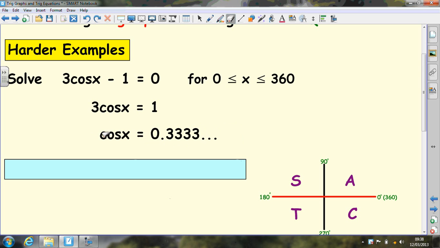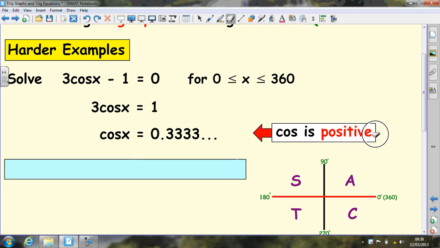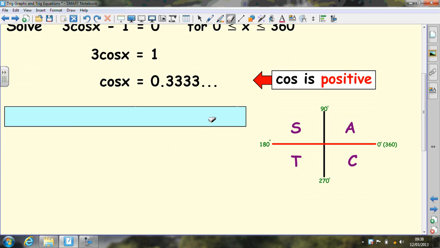So here we see that the cos of x is equal to a positive value. So we note that down to help us with our all sine tan cos. When we're looking at this, we're looking for where the cosine wave is positive. That would be the A, because all the graphs are positive there, and also the C, because the cosine wave is positive there.